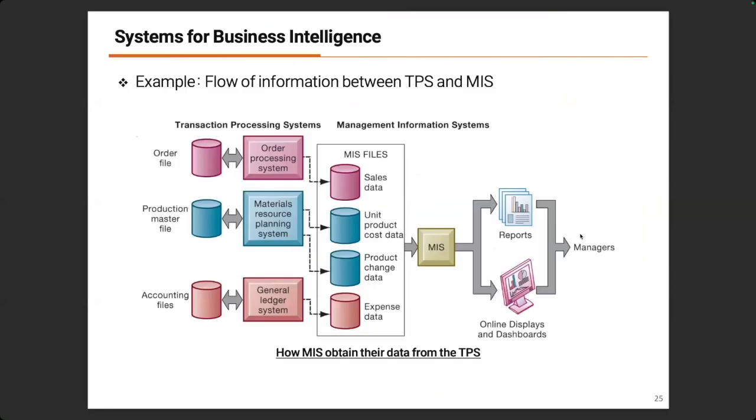So this is the example of MIS systems. This shows the flow of information between TPS and MIS. So there are several TPS, transaction processing systems, for each functional area.